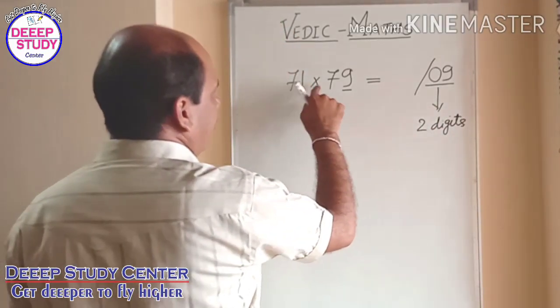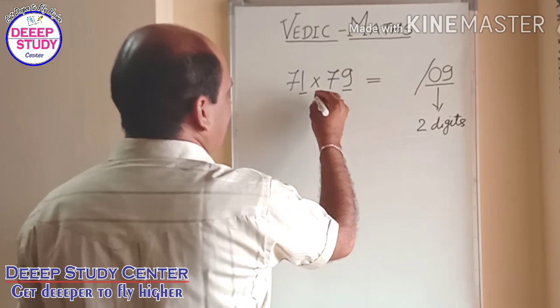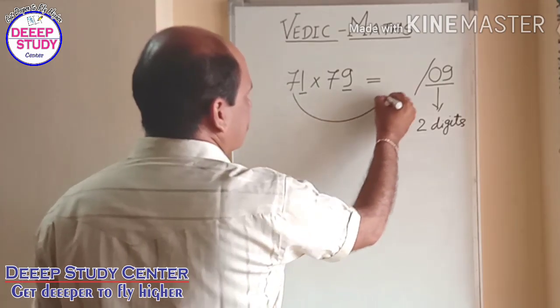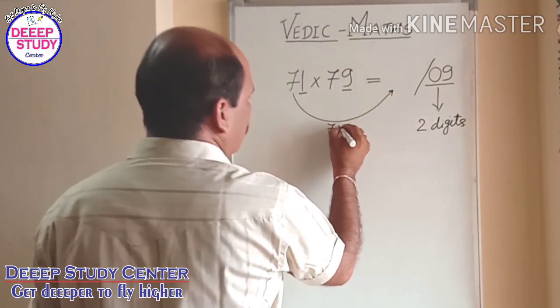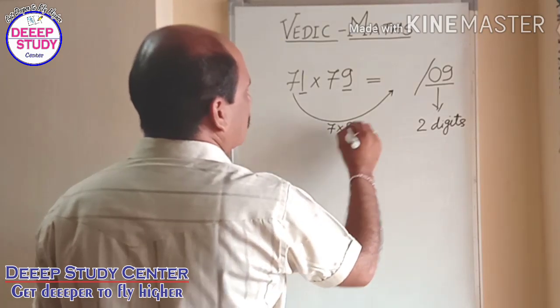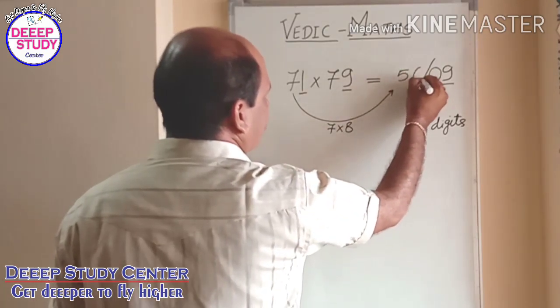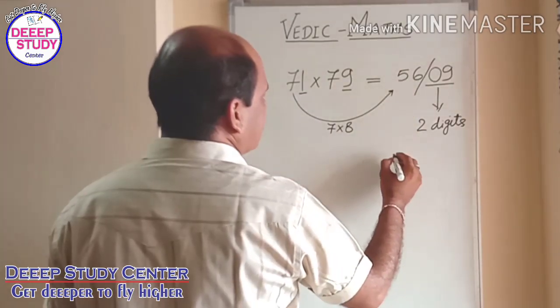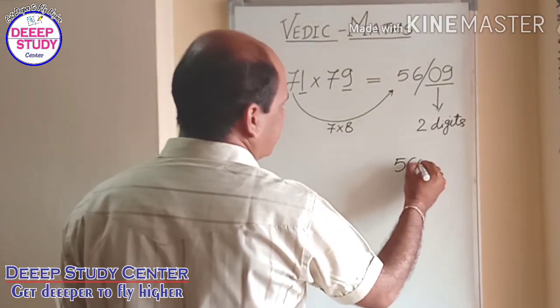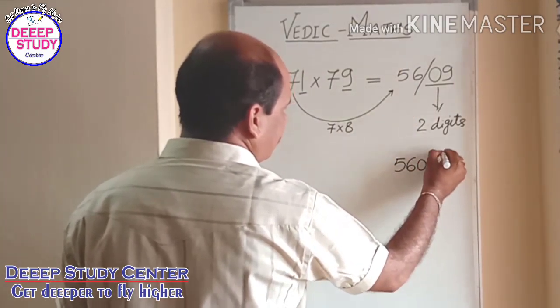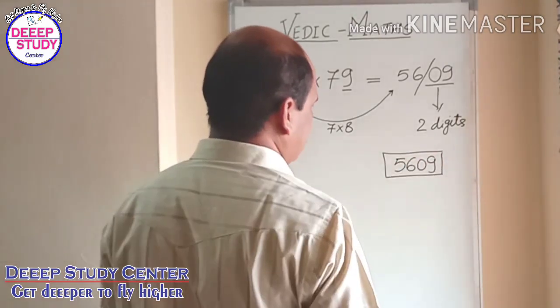And now in the left part, we just multiply 7 with 8. So it is 56. So our final answer is 5609. It is our final answer.